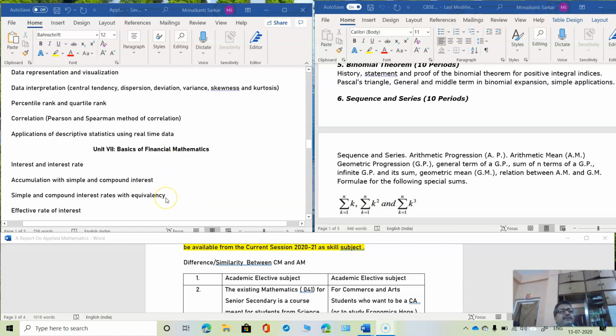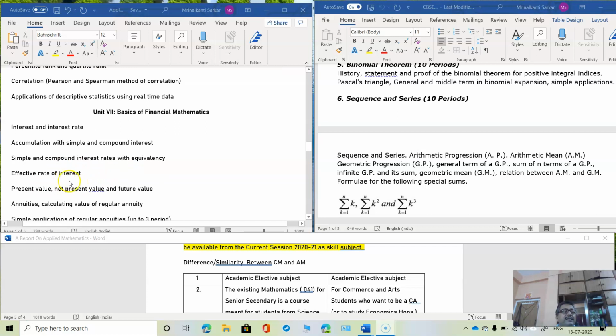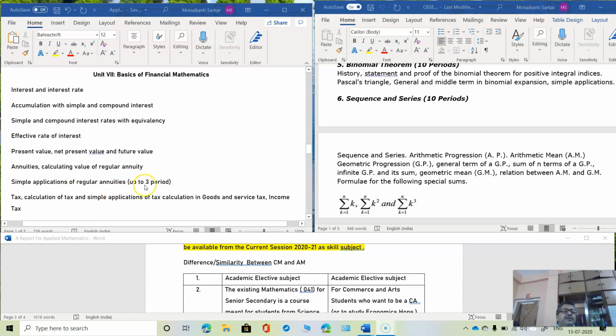And you see the basic financial mathematics part. See how interesting this section is. They have taken interest rate, accumulation with simple and compound interest, effective rate of interest, present value, net value, then annuities, calculating the value of a regular annuity. This part is similar to what the ISC board has introduced in section C. Almost the same, but the CBSE board went many steps ahead. They have introduced tax calculation and simple application of tax calculation in goods and services taxes.